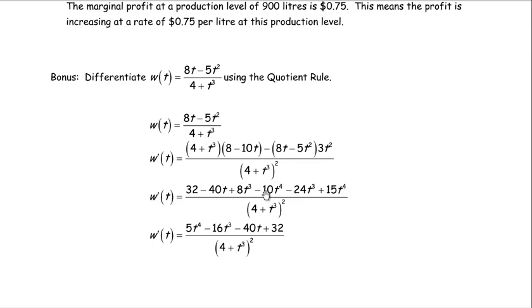And so I have some like terms here. The 15t to the fourth minus 10t to the fourth are both t to the fourth terms, so that would subtract to 5t to the fourth. And then I have a negative 24t cubed term here and an 8t cubed, so that would simplify to negative 16t cubed. And there's only one t term and one constant, so negative 40t plus 32 in the end, over the 4 plus t cubed squared. Now, if you want to expand that denominator, you can, but it's not necessary. It's in a little simpler form if you leave it in the factored form, so we'll leave the derivative just like that.